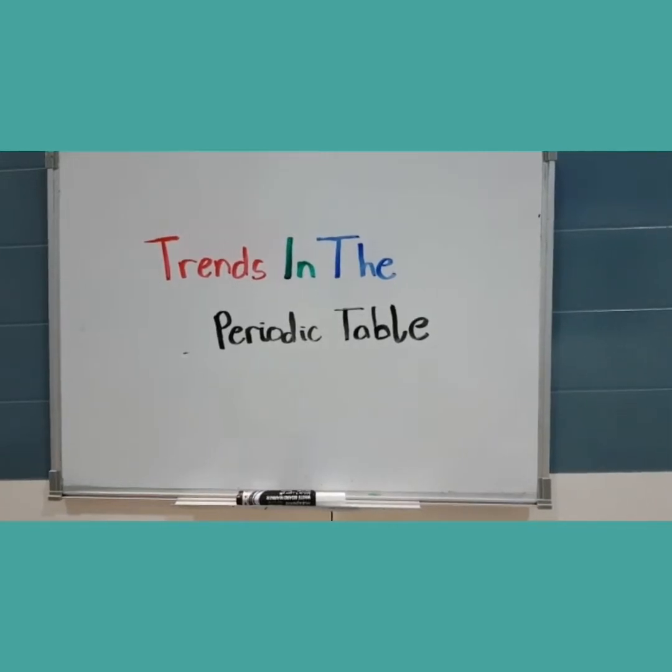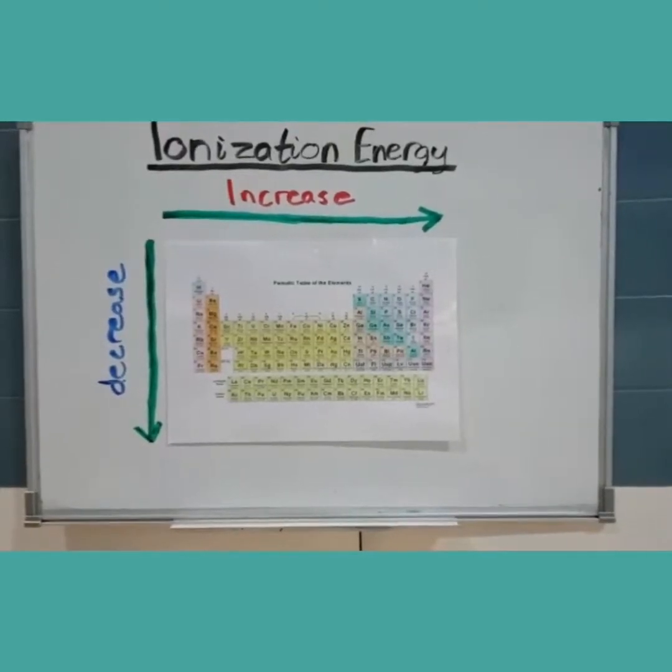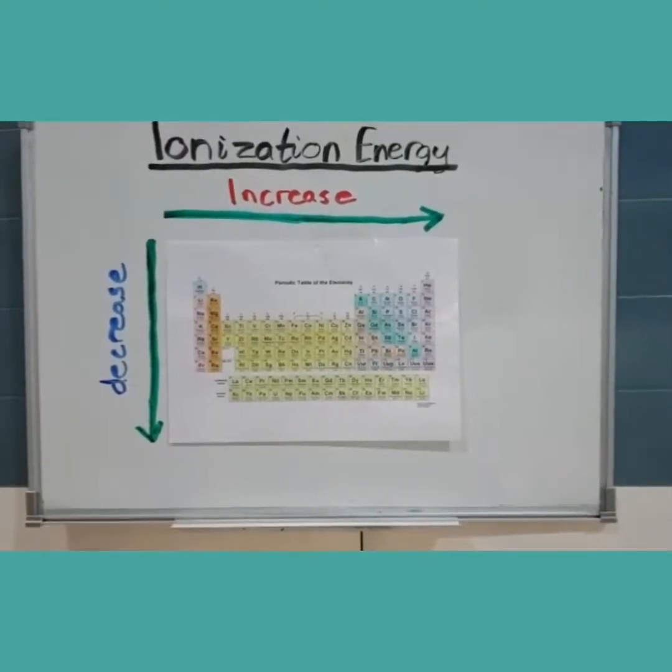Hello, my name is Ahmad and today I'm going to be explaining to you some trends in the periodic table. Ionization energy is the energy required to remove an electron from an atom or an ion.